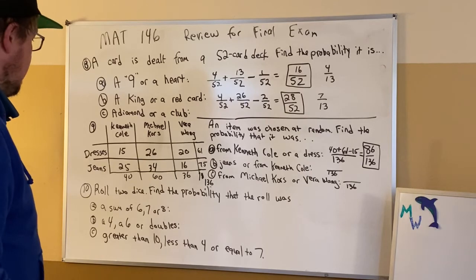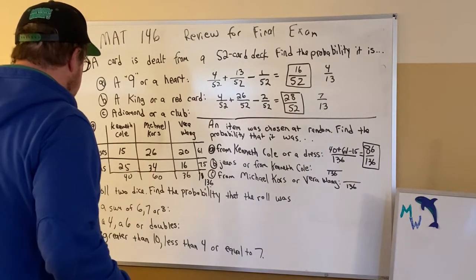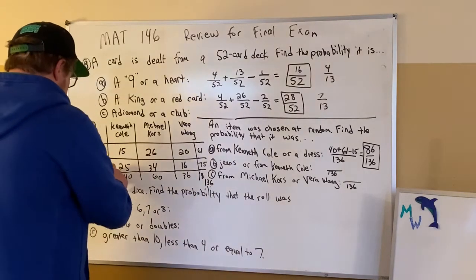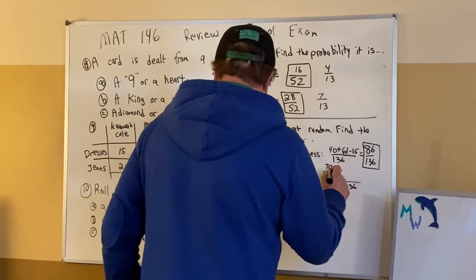Jeans or from Kenneth Cole. So we begin with all the jeans. The jeans are 75. Kenneth Cole tries to bring 40 items to the table, so 75 plus 40.